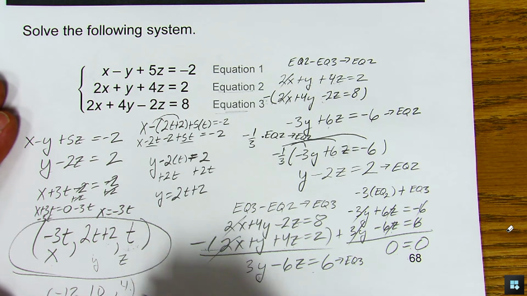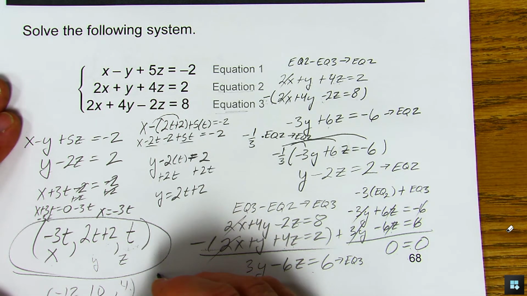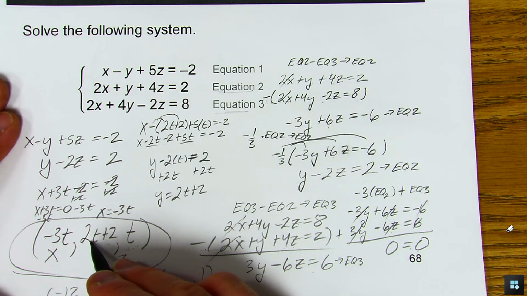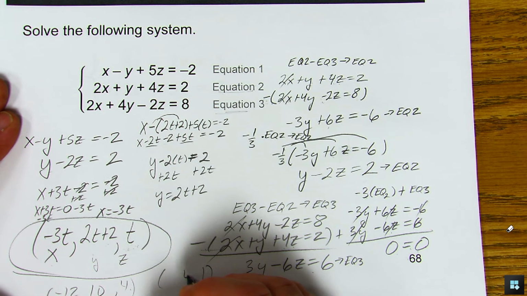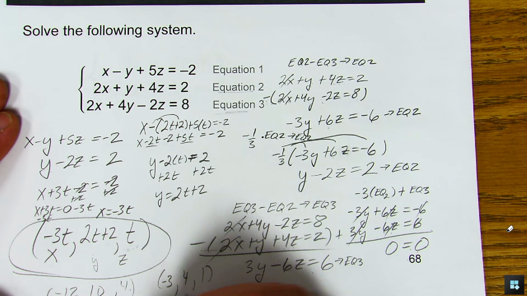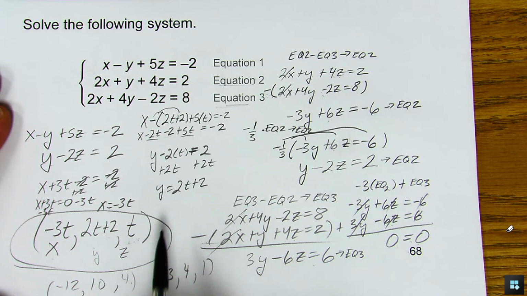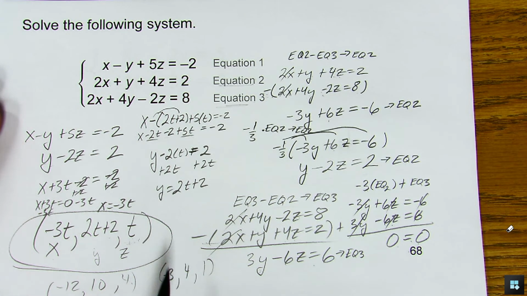What if I said t was, I don't know, 1? Then y would be 2 times 1, which is 2, plus 2, which is 4, and x would be -3 times 1, which is -3. That's also a solution. There are infinite solutions we can choose, but t will dictate what x and y end up being. All right, we're done.